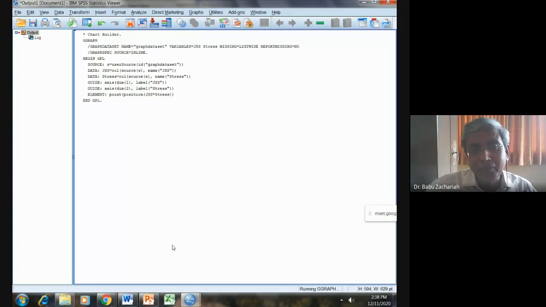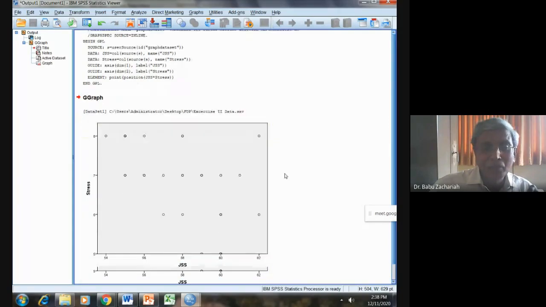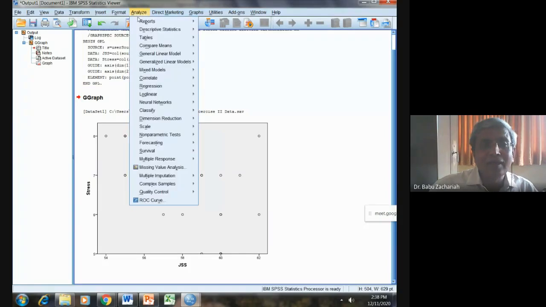It takes some time, please wait, it will come up. Yeah, here there is no pattern visible, they are just scattered. Okay, so this is the scatter diagram which is visible here. If you want, we will do one more where some pattern is available.